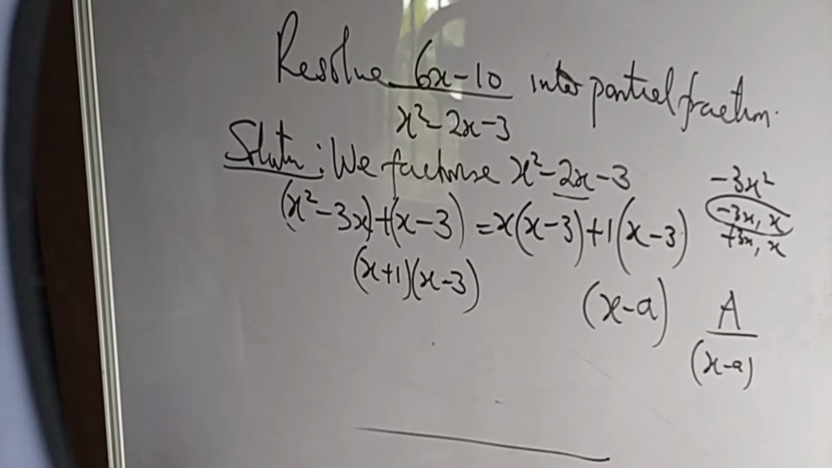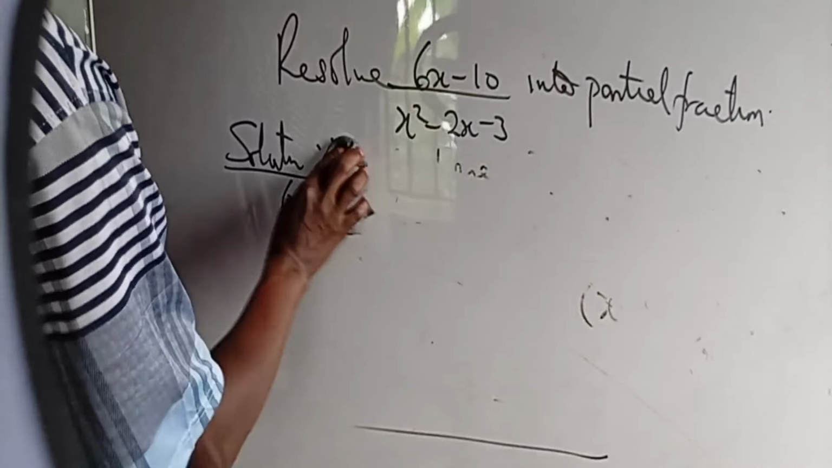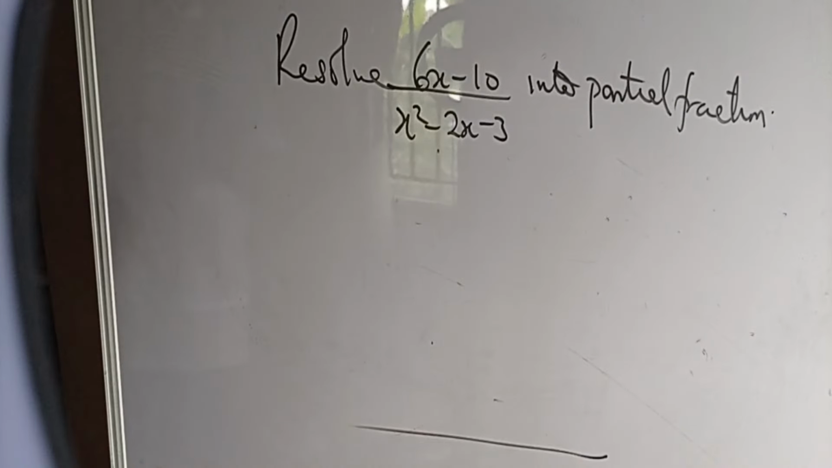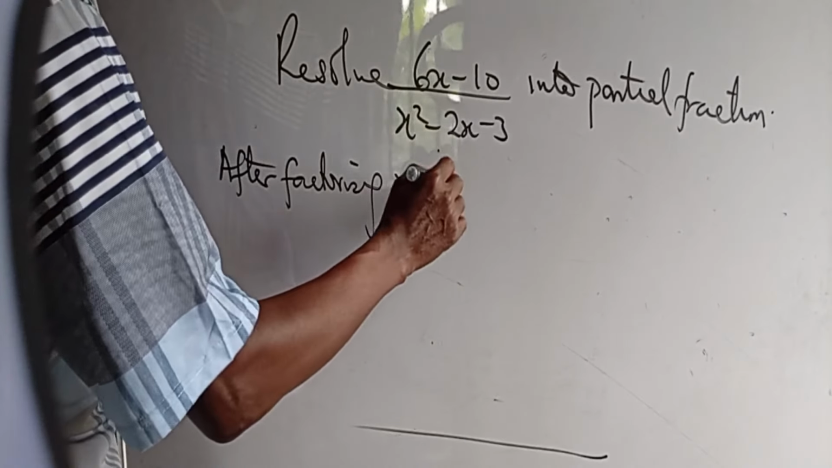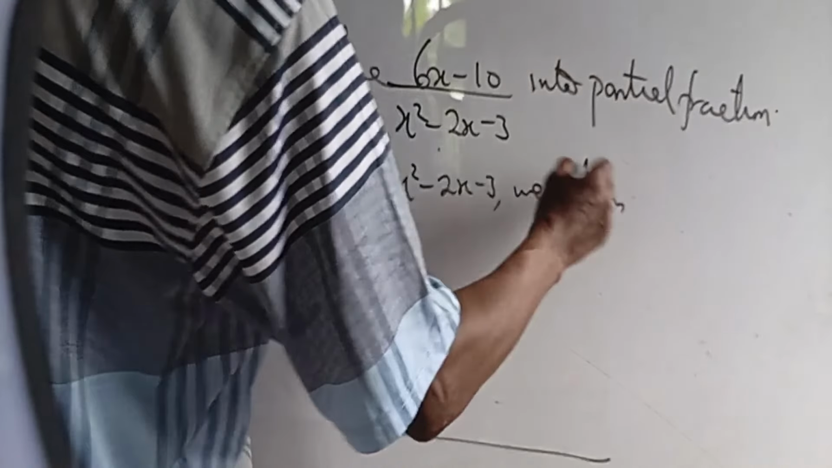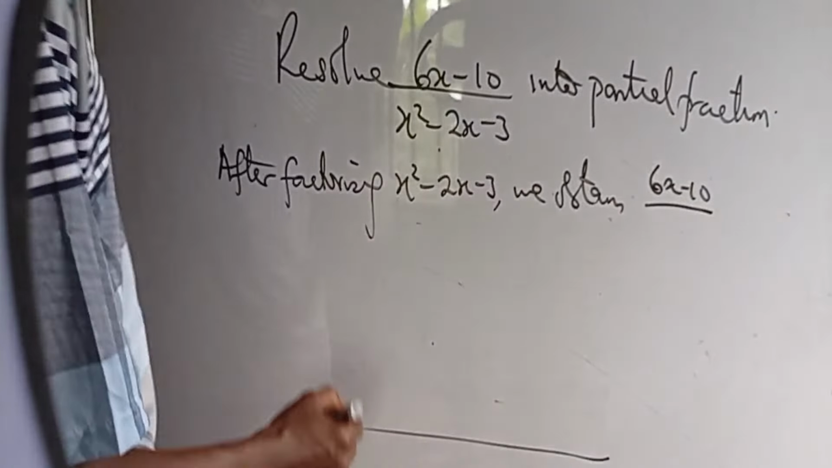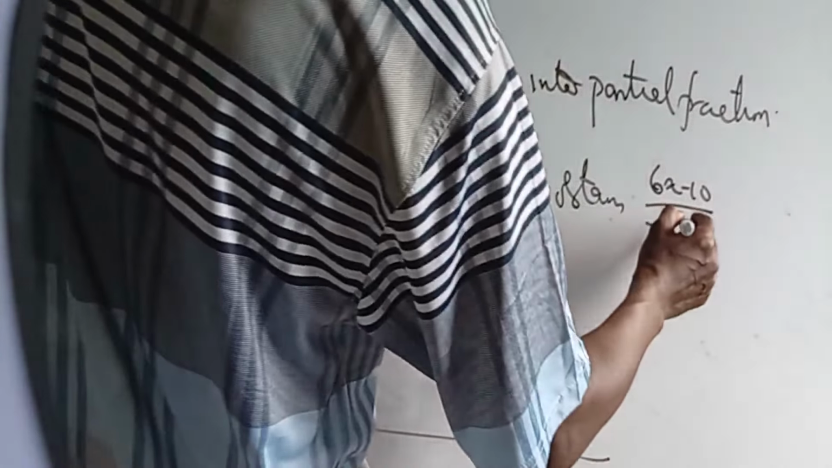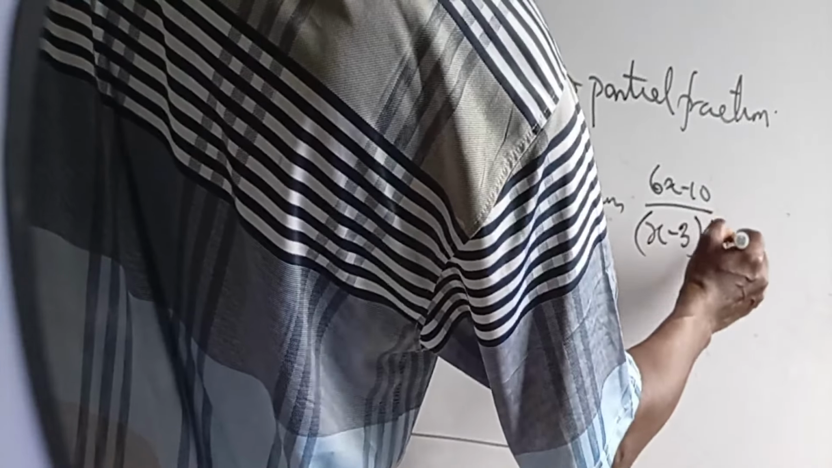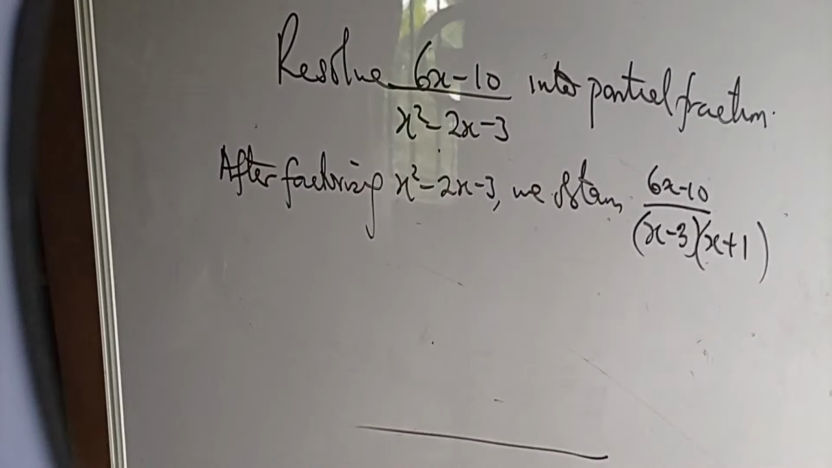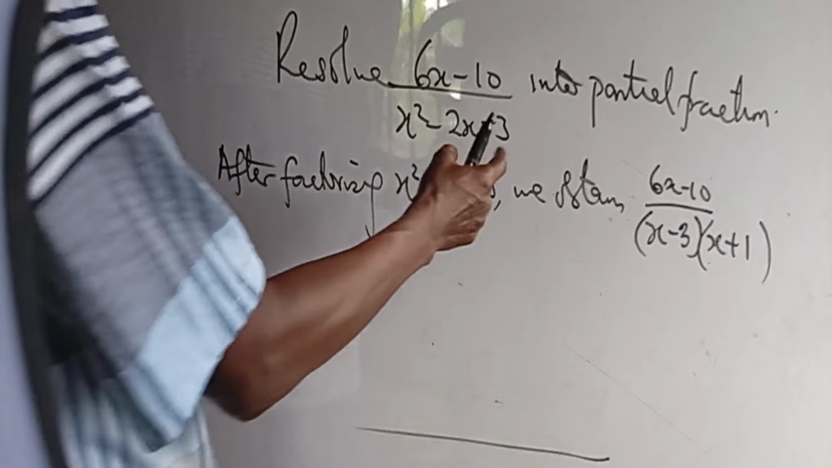Okay. Now that we have observed that x squared minus 2x minus 3 can be factorized into x plus 1 into x minus 3, now we rewrite. Because of the space, I may have to be cleaning some things before I write others. After factorizing x squared minus 2x minus 3, we obtain 6x minus 10 all over x minus 3 into x plus 1. So that is what we obtain when we factorize this expression.